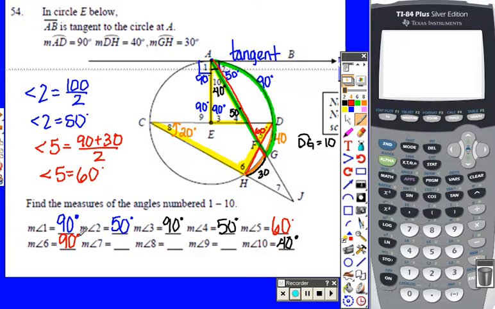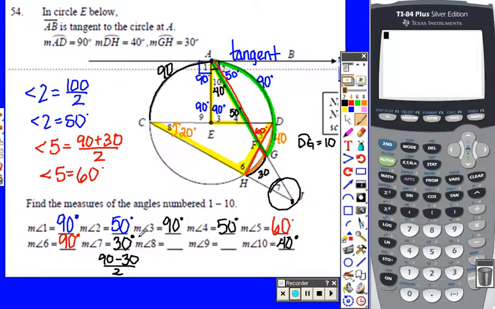Let's see, 7. 7 is on the outside, and it intercepts two arcs. It intercepts a 30 here, and all the way over here, it intercepts a 90. Now, because the vertex is on the outside, I'm going to find the difference between those two before I divide by 2. So angle 7 is going to be equal to 90 minus 30 divided by 2, which is just 30 degrees.